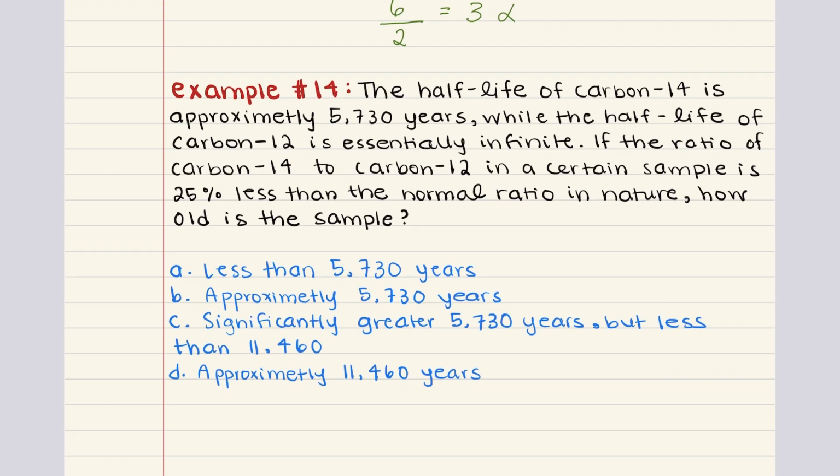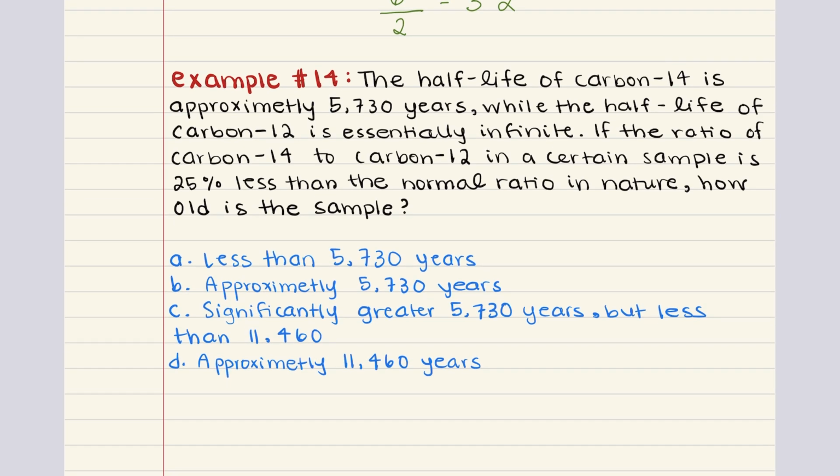Problem 14 says, the half-life of carbon-14 is approximately 5,730 years, while the half-life of carbon-12 is essentially infinite. If the ratio of carbon-14 to carbon-12 in a certain sample is 25% less than the normal ratio in nature, how old is the sample? We're told that the half-life of carbon-14 is approximately 5,730 years, while carbon-12 has an effectively infinite half-life.